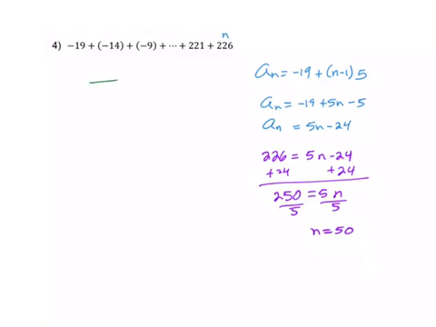So again, I'm going to write my notation. I'm going to go from n equals 1 to 50. And now I'm just going to write my equation. Remember that my equation is this one right here: 5n minus 24. That's it.